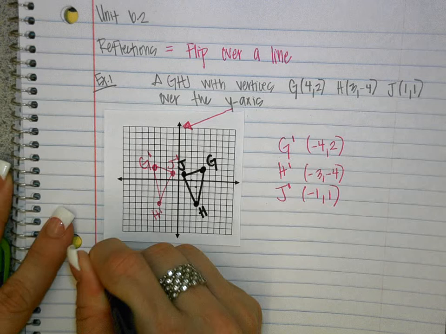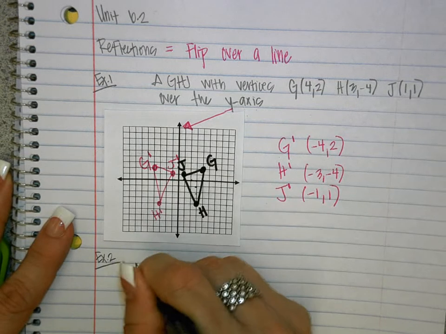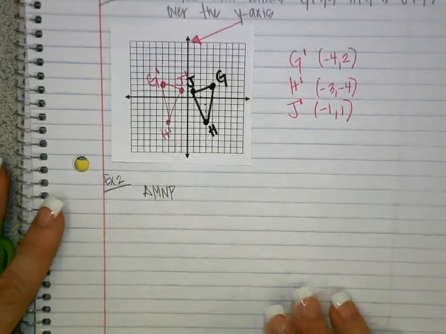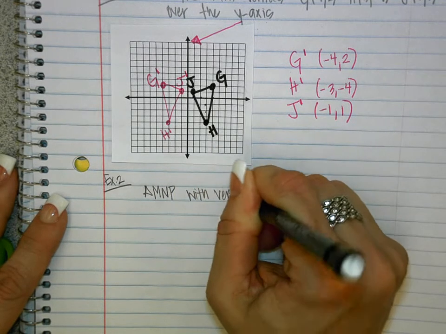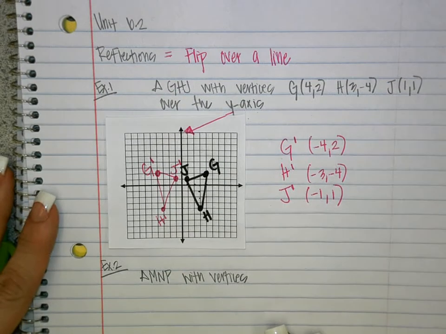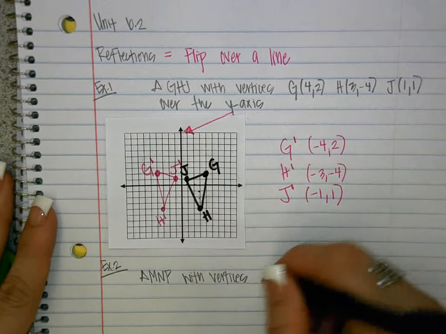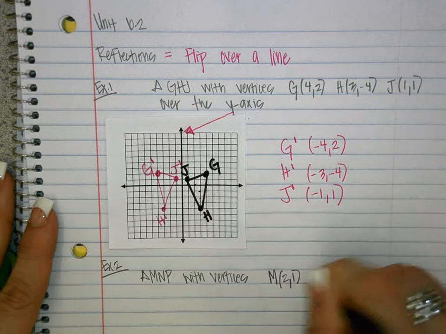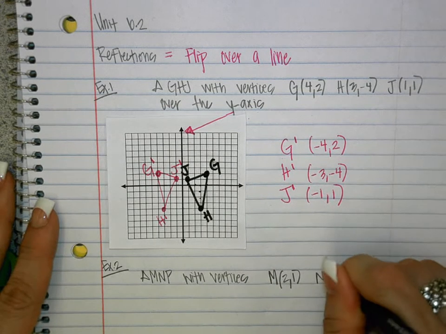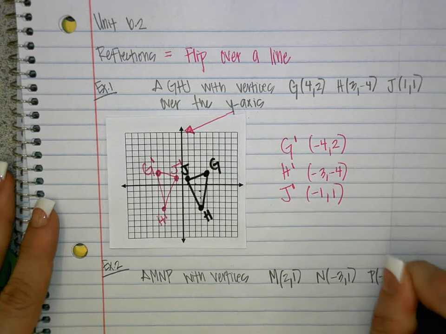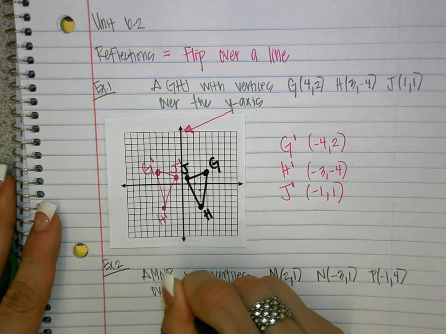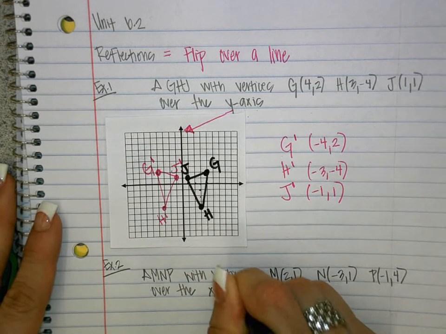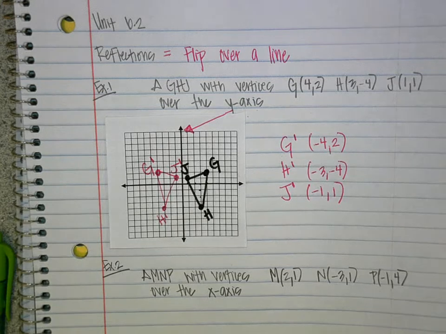For number 2, again, triangle MNP with vertices M at 2, 1, N at -3, 1, and P at -1, 4. This time I would like you to reflect this over the x-axis.